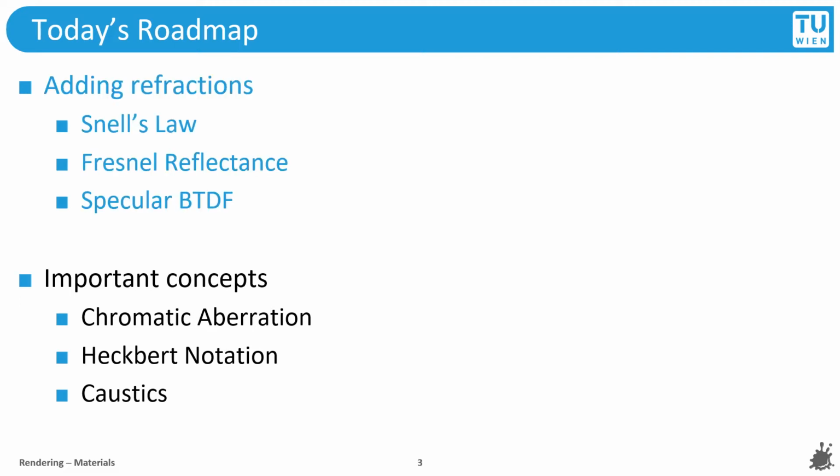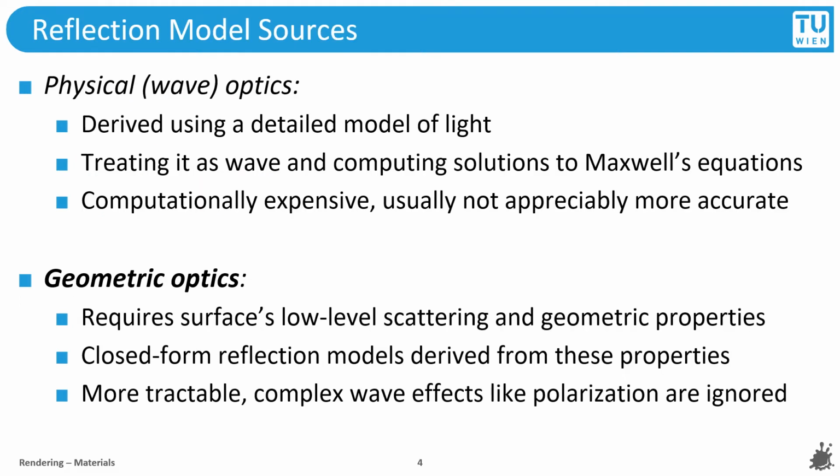Let's get right to it and see what we need to know in order to make light go through objects. First of all, we should distinguish the possible viewpoints that we can have for how light behaves when it hits a material. We distinguish two ways of deriving the computations that we use according to two different models of reality.